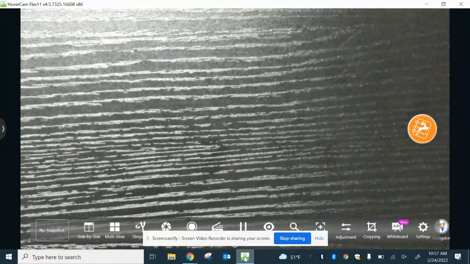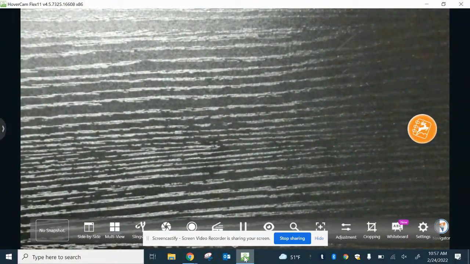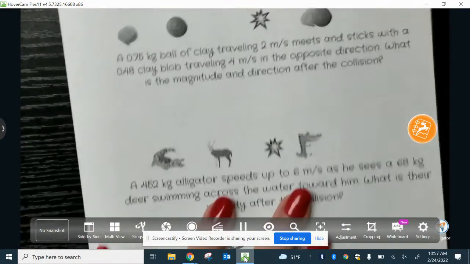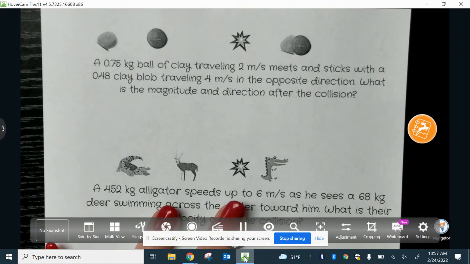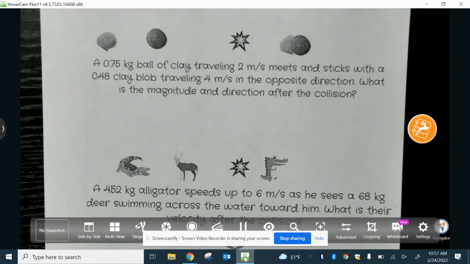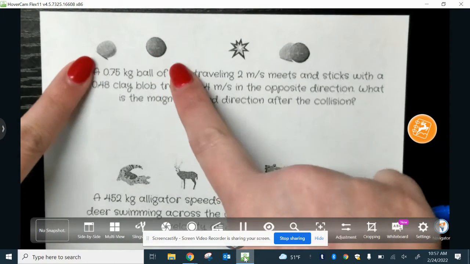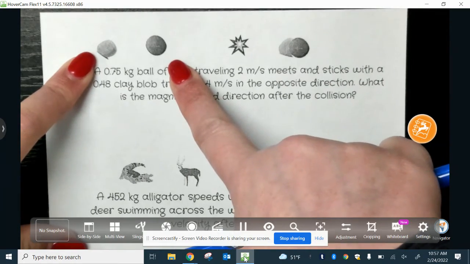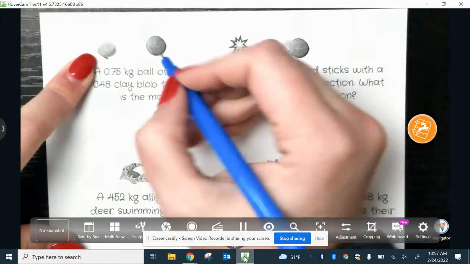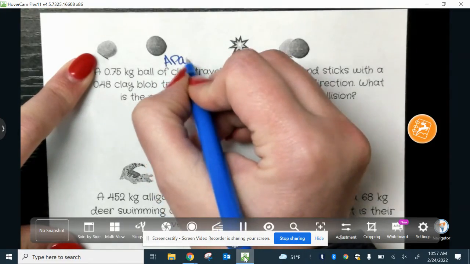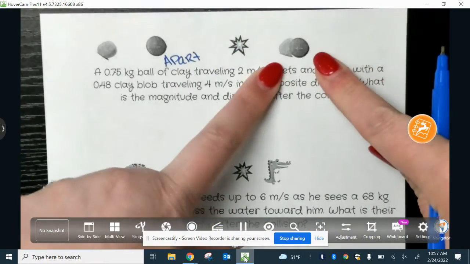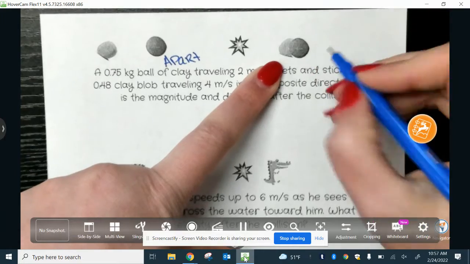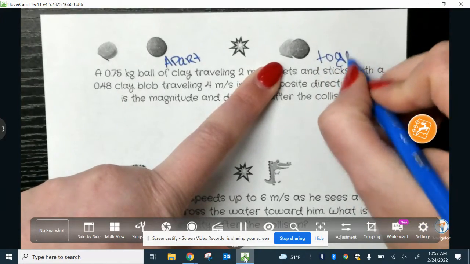Okay, look at this one. All right, before my collision, what type? Is this together or apart? Apart. This is apart. Is this together or apart?